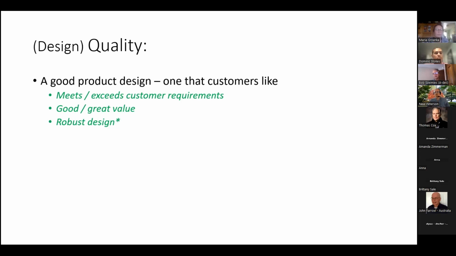Robust design is a whole other topic that goes into this Lean Sigma stuff too, but that's for another day. So let's say we've got a good design. Like, hey, I like that. I like how this car is designed. I like how the Big Mac is designed. That's part of it. We'll get back to the Big Mac in a sec. So first thing, you've got to have a decent/good design.